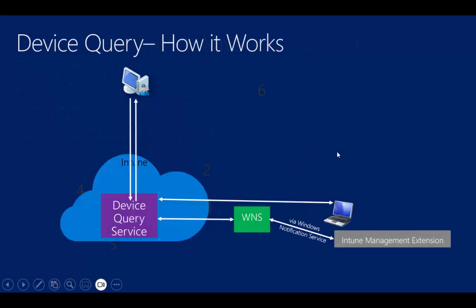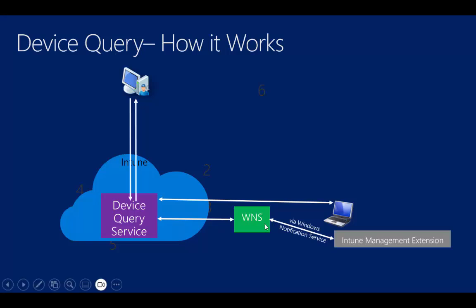So how does it work? This is a simplified diagram I put together to give a sense of the data flow. You'll have your IT admin up here. You'll create your query up here on the Intune portal. That query will go to the device query service, which will then use Windows Notification Service, WNS, on the device to say, hey, device, you have some action to perform.